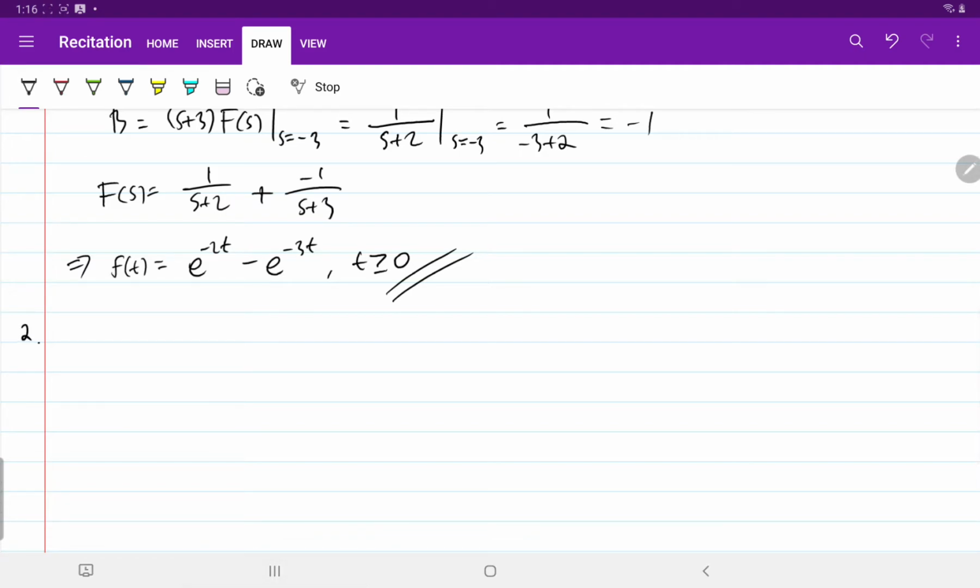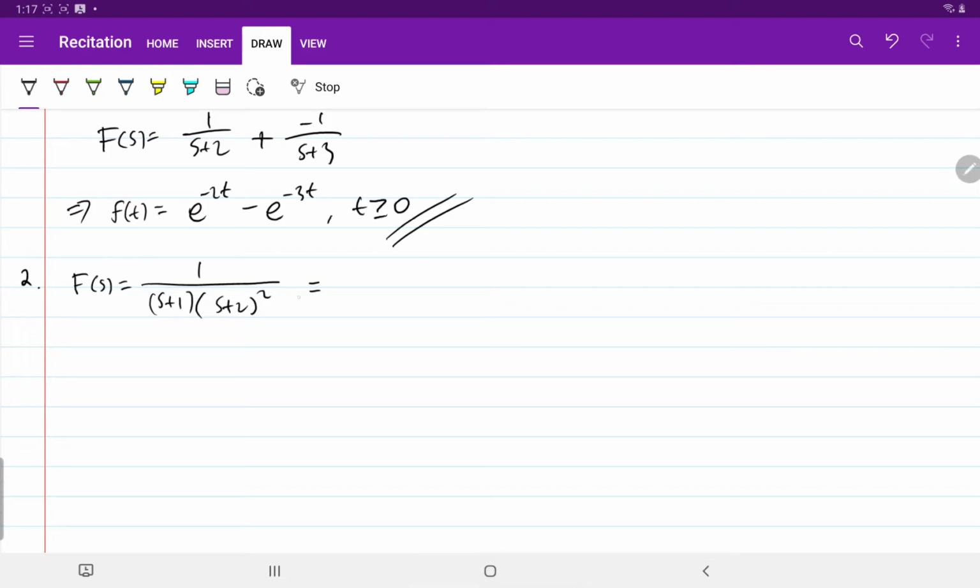All right, and then let's move on to problem number 2. For this problem, we have repeated real roots: 1 over s plus 1 multiplied by s plus 2 squared. You have repeated real roots, and the partial fraction expansion is A over s plus 1, and then B over s plus 2, and then you have another term C over s plus 2 squared.